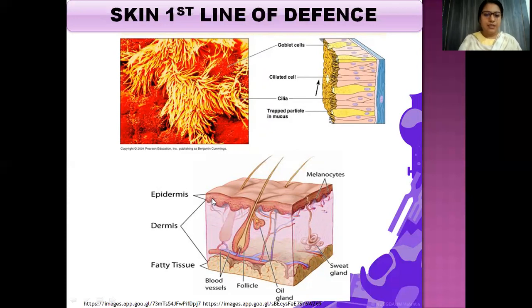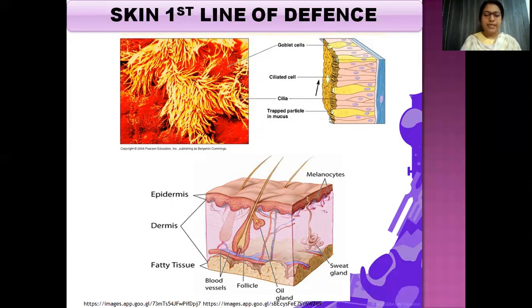Skin consists of epidermis, dermis, and below the dermis there is fatty tissue, or we can say adipose tissue. Epidermis is the uppermost layer, which is made of epithelial cells. The topmost epithelial cells are dead and have a protein known as keratin. This protein provides a waxy texture to our skin.